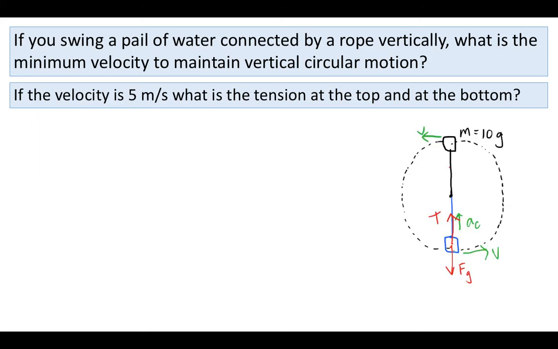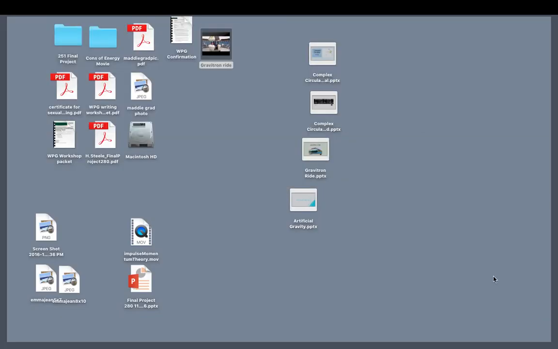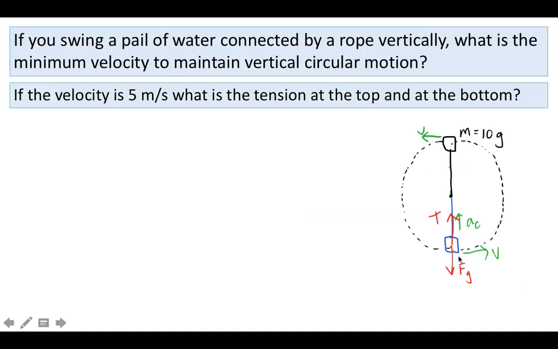Okay, let's look at the bottom. Our free body diagram for the bottom changes just a little bit. We have tension up because it's the force that's pulling from the string, so it's directed towards the center of the circle, and centripetal acceleration is still directed towards the center of the circle. This time force of gravity is directed down. It was directed down earlier, but it's opposite of tension this time.